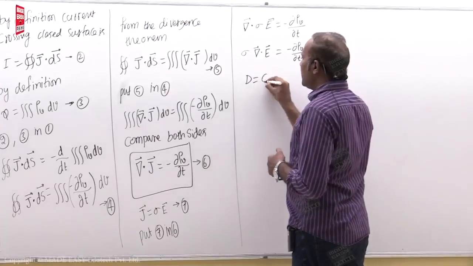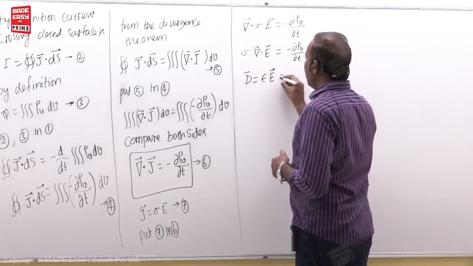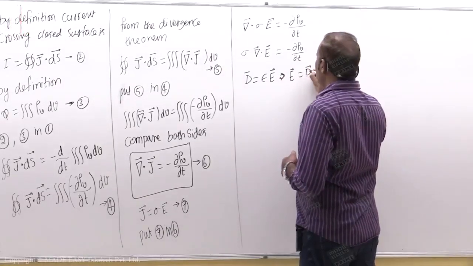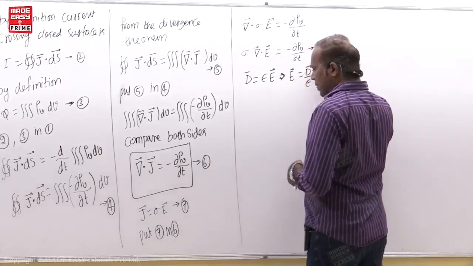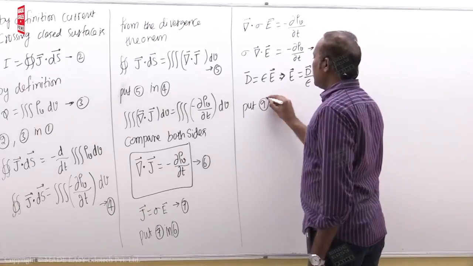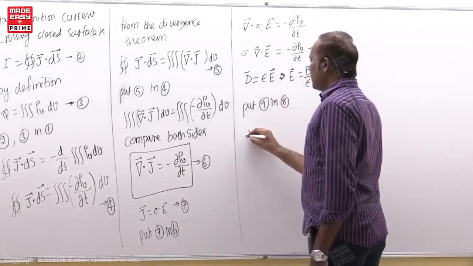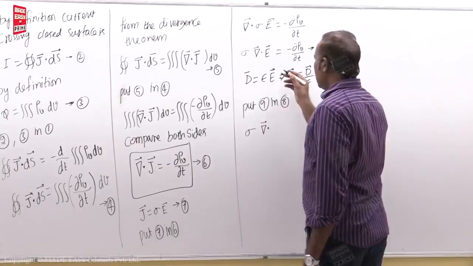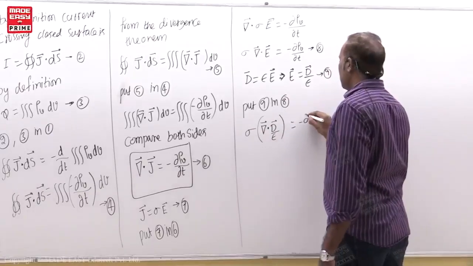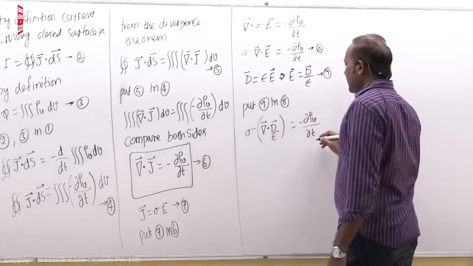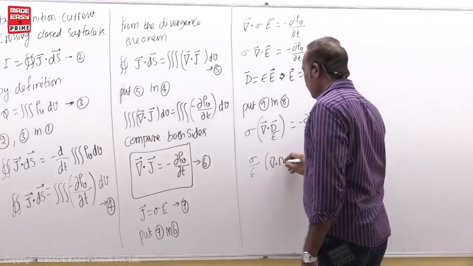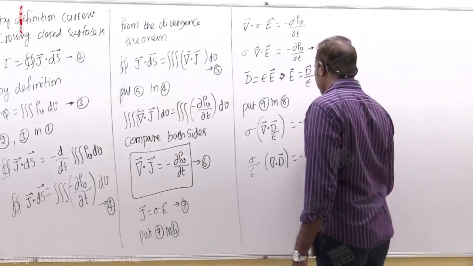Now one more equation is there, D is equal to epsilon E. From this, E is equal to D bar by epsilon. Let us say this is equation number 8, this is equation number 9. You put equation 9 in equation number 8. Now sigma del dot E bar is D bar divided by epsilon, that is equal to minus dou rho v by dou t. So from this epsilon comes outside, sigma by epsilon divergence of D bar is equal to minus dou rho v by dou t.